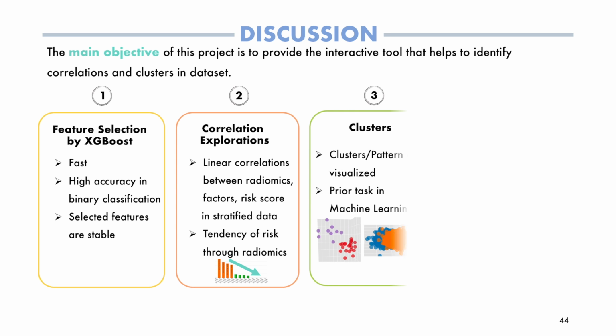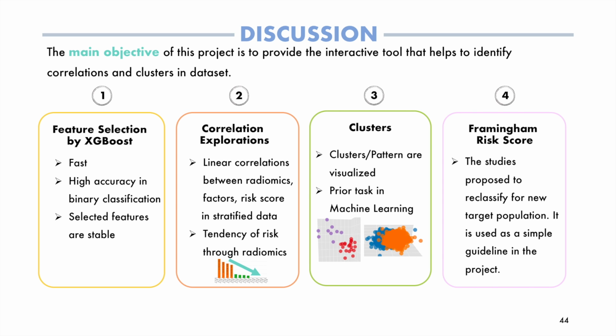Third, the patterns of data are visualized by PCA and LDA. It helps users to understand the relation between groups of data, like whether the groups in data are clearly separated or shown as a subset of one another. Fourth, Framingham risk score. It is important to note that the Framingham risk score function was from the target population in Framingham City. There are studies saying that it should be recalibrated for a new target population for more accuracy.